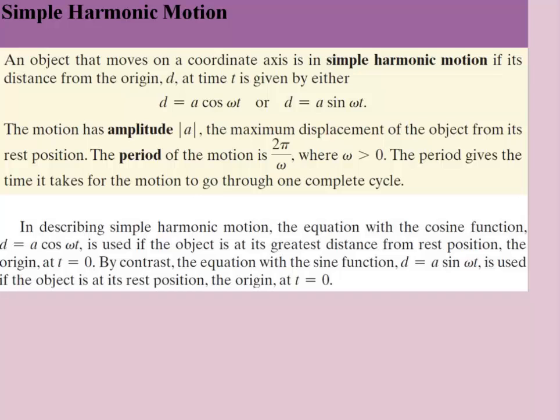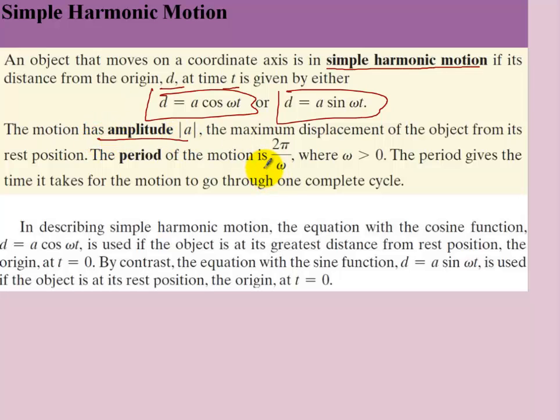Now let's talk simple harmonic motion. An object that moves on a coordinate axis is in simple harmonic motion if its distance from the origin d at time t is given by either of these functions. So this is something that's moving up and down, or oscillating. This is simple motion, as basic as it gets.